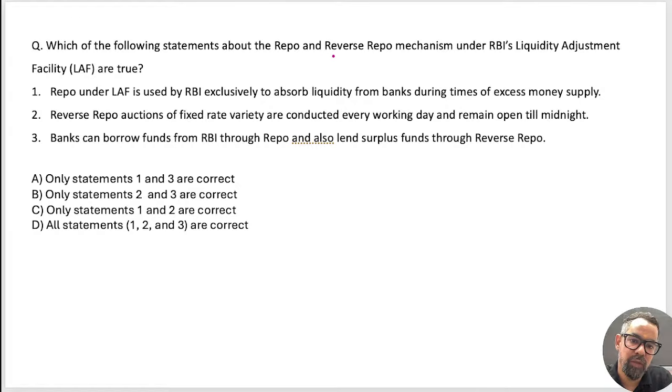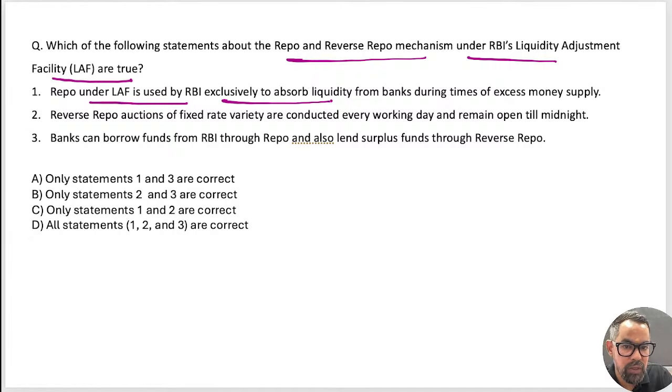Which of the following statements about repo and reverse repo mechanism under the RBI liquidity adjustment facility are true? Repo under the LAF is used by RBI exclusively to absorb liquidity from banks during excess money. We use other tools also basically, right? Reverse repo auction is mostly used for this one. Repo generally involves both inflow and outflow of cash, right? So this should be wrong.